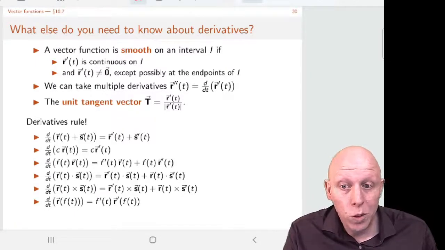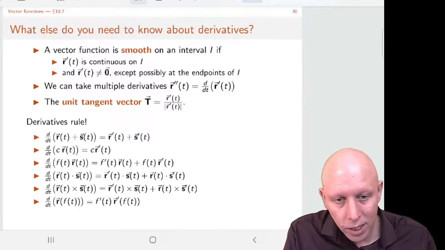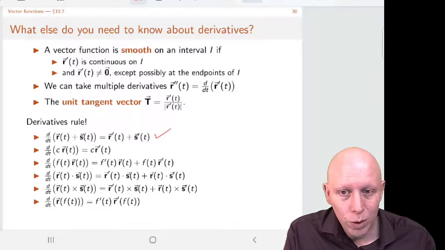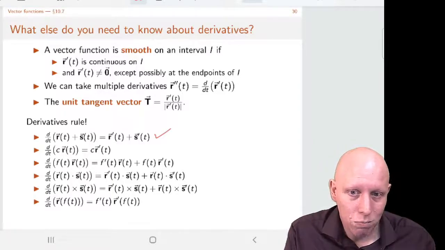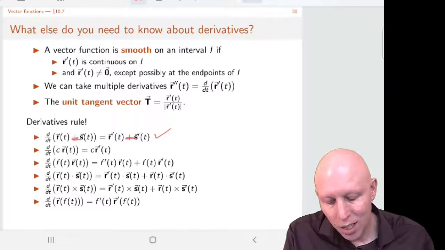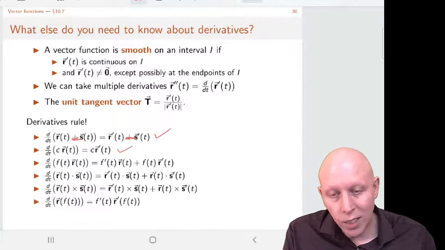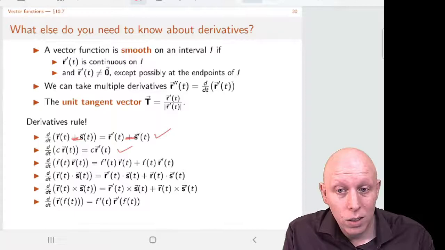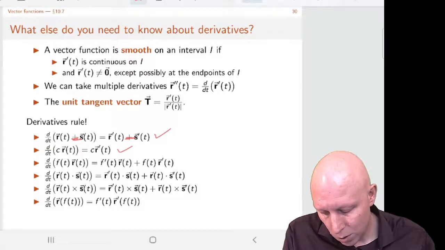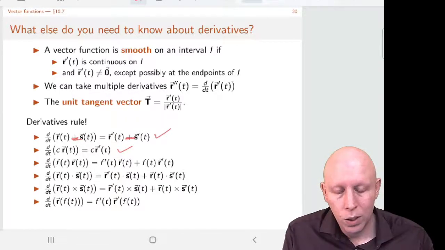All right. Here are some rules about derivatives. Derivatives and vector functions play rather nicely. If you take the derivative of the sum, you get the sum of the derivatives. Same thing with the difference. If we have the derivative of a difference, you get the difference of the derivatives. You can factor out constants of your function. Then there's also a product rule.